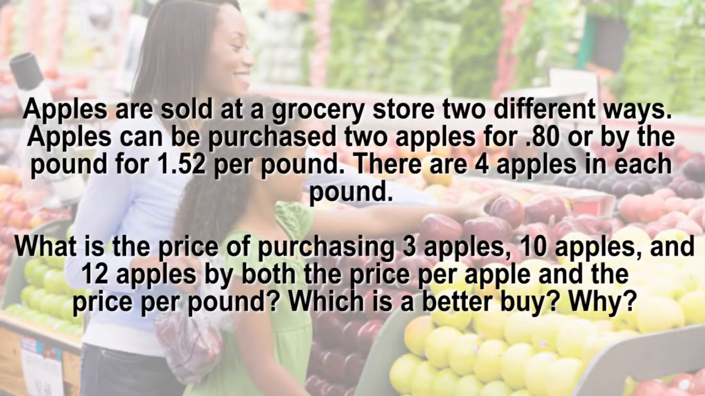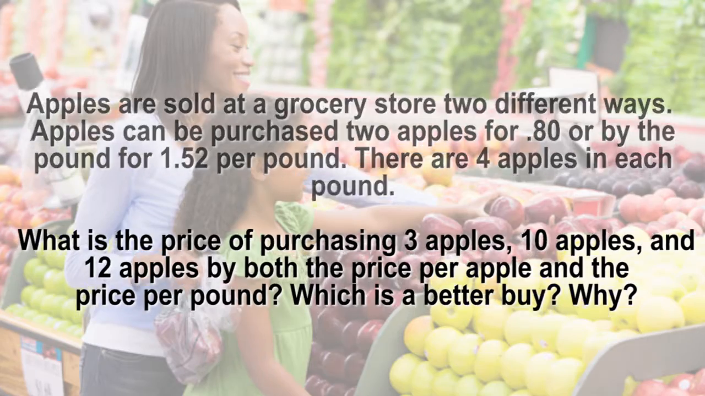Apples are sold at a grocery store 2 different ways. Apples can be purchased 2 apples for 80 cents, or by the pound for $1.52 per pound. There are 4 apples in each pound. What is the price of purchasing 3 apples, 10 apples, and 12 apples by both the price per apple and the price per pound? Which is a better buy?